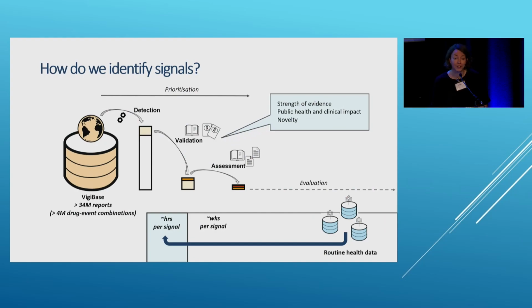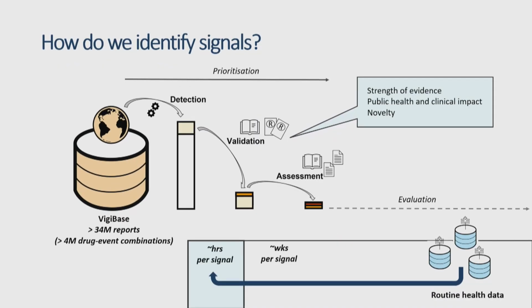So how do we identify signals at the Uppsala Monitoring Center? Well, our starting point is Vigibase, which is the WHO global database of individual case safety reports of suspected adverse drug reactions. Because of the size of the database, now containing over 34 million reports and capturing over 4 million drug event combinations, it's impossible for us to screen for signals on a case-by-case basis. So instead, we use a statistical algorithm to prioritize signals for expert human review.